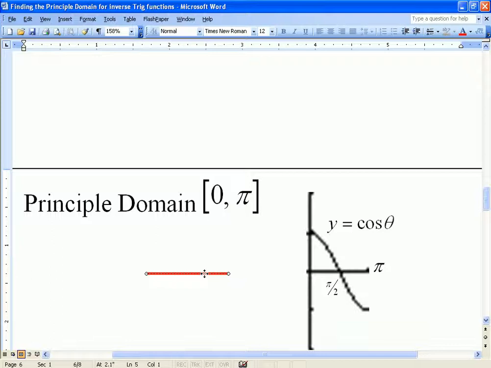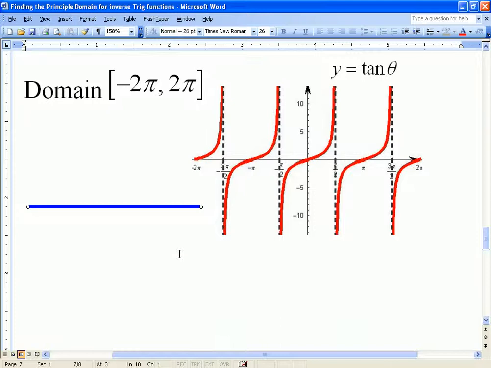So, taking my horizontal line, I have now restricted the domain to between 0 and pi, and when I move the horizontal line over my graph, you will see that it cuts it in one place only. If I were to go beyond pi, it would be in two places. So we need to restrict the domain to be between 0 and pi. Now it obeys the horizontal line test, making the principal domain for the cosine function between 0 and pi.